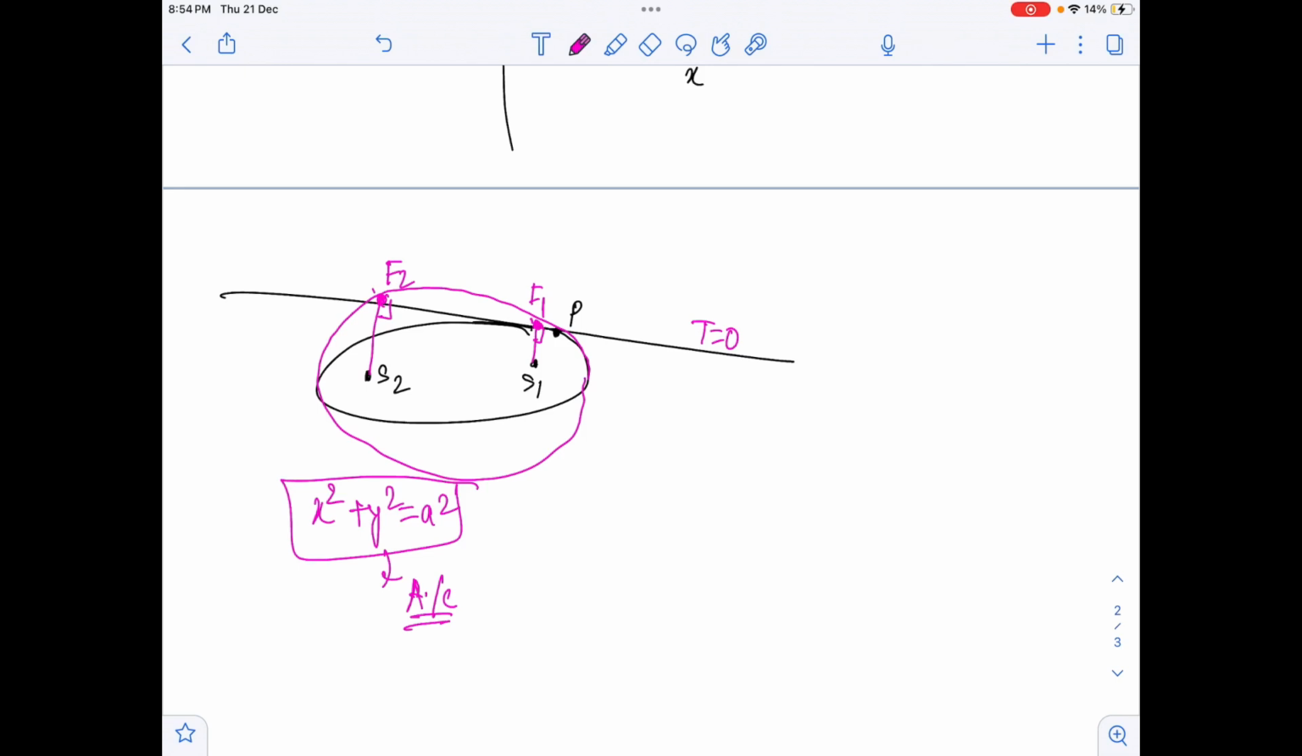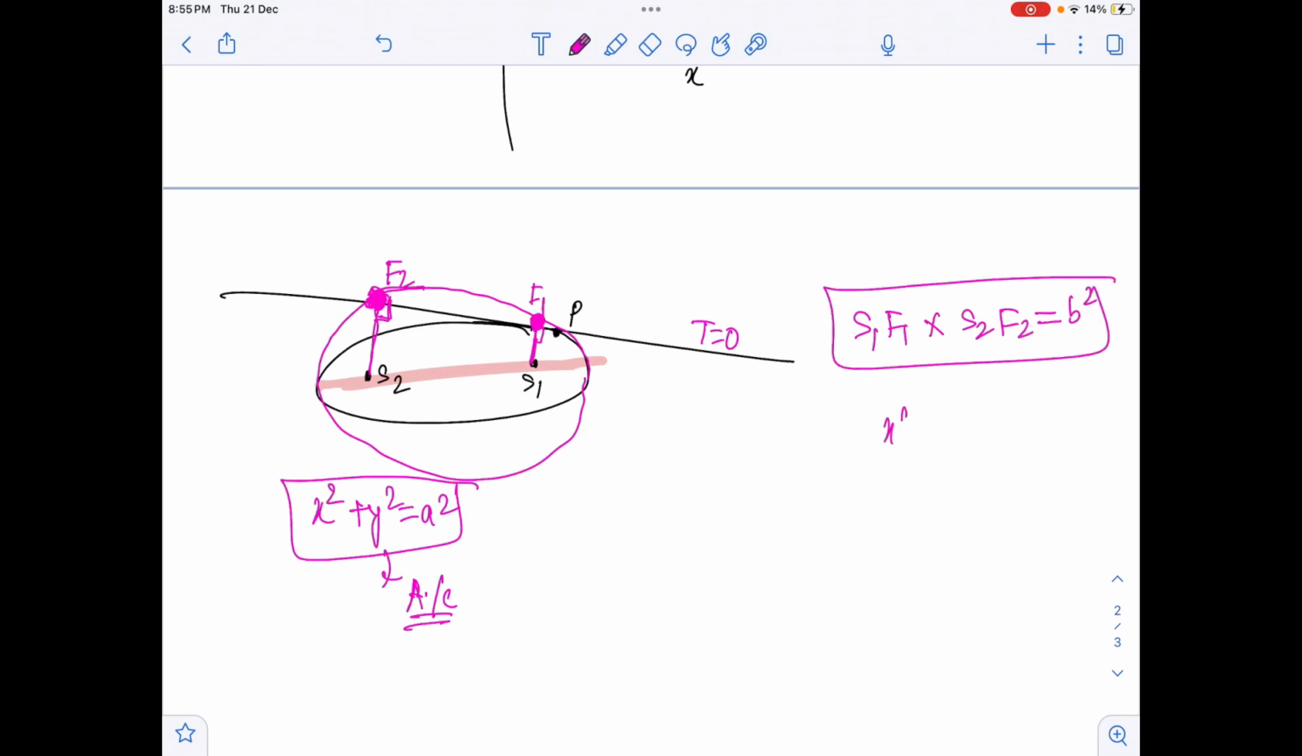The other property which I'm going to use is that not only will the foot of the perpendicular lie on the auxiliary circle, but also, my diagram is not to scale, okay? So you have to trust that the foot of the perpendicular lies exactly on the circle x square plus y square equal to a square, which means it lies on a circle with the major axis as a diameter. Not only that, but the product of the lengths S1F1 into S2F2 is going to be b square. What's b square? If you have an ellipse equation x square by a square plus y square by b square equals 1, b square is the square of the length of the semi-minor axis.